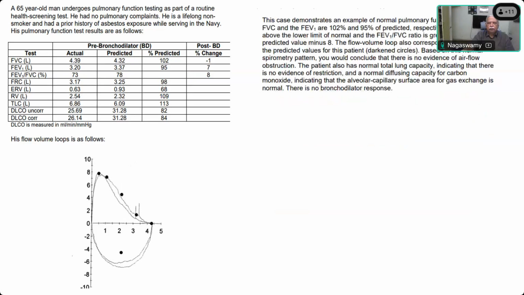Normal flow pattern, probably with a diffusion defect. So the case demonstrates an example of a normal pulmonary function test. All these values are normal, up to TLC. The flow volume loop also correlates with that, and the patient has a normal total lung capacity, indicating there is no evidence of restriction. Normal diffusing capacity for carbon monoxide indicates alveolar capillary surface gas exchange is normal. So this is basically a normal PFT.